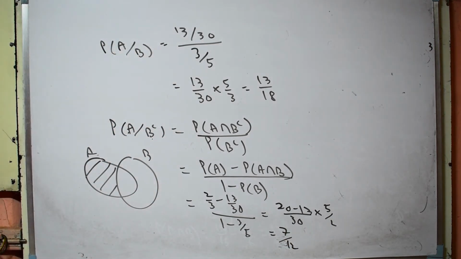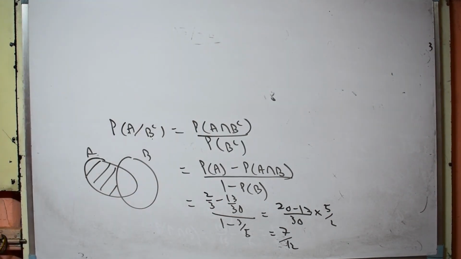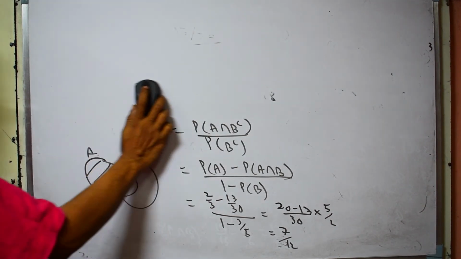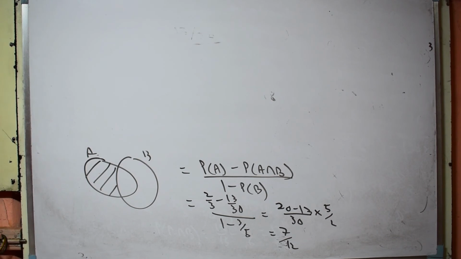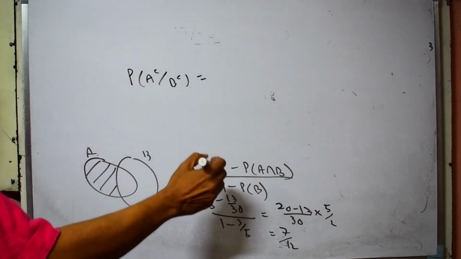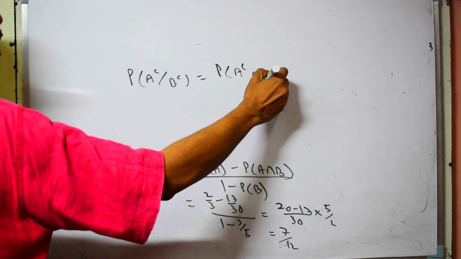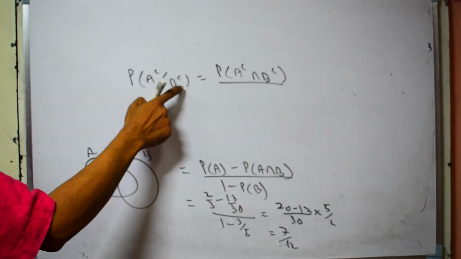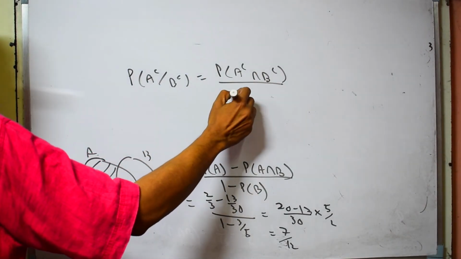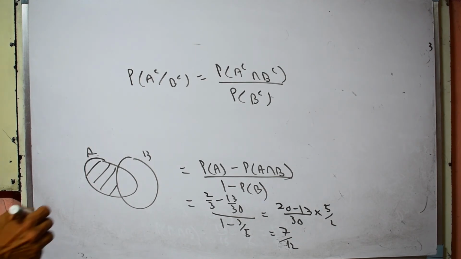So this is the idea to solve problems like this. And the last question of this problem was A complement by B complement. In these problems all we require is to use the algebraic concept of probability. This is A complement, B complement both, because A by B is A intersection B by P(B), but here it is B complement. So how do you solve?